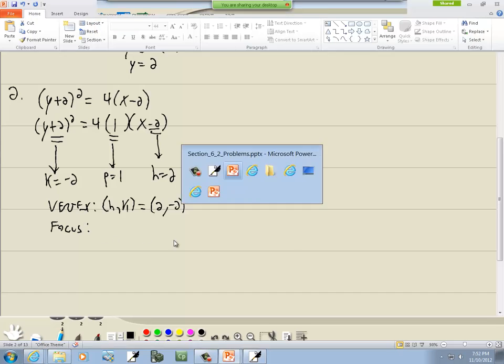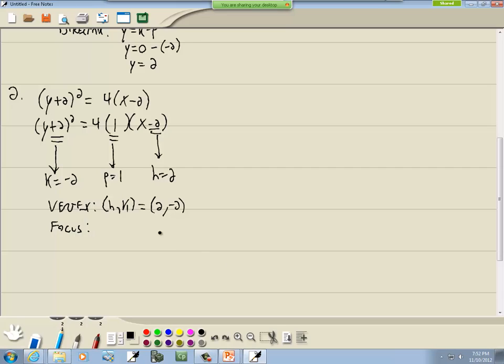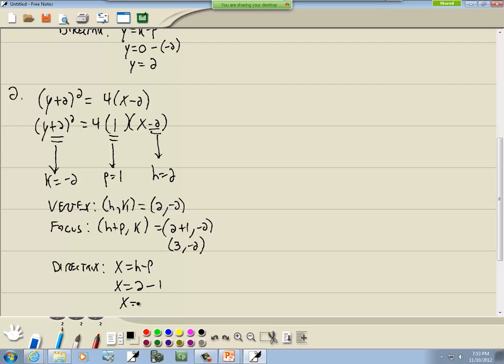Our focus is h plus p comma k. H was 2, p is 1, comma k, which was negative 2. So we're going to have 3, negative 2. And our directrix is x equals h minus p. Okay, h is 2 minus p, which was 1. So we got x is equal to 1.